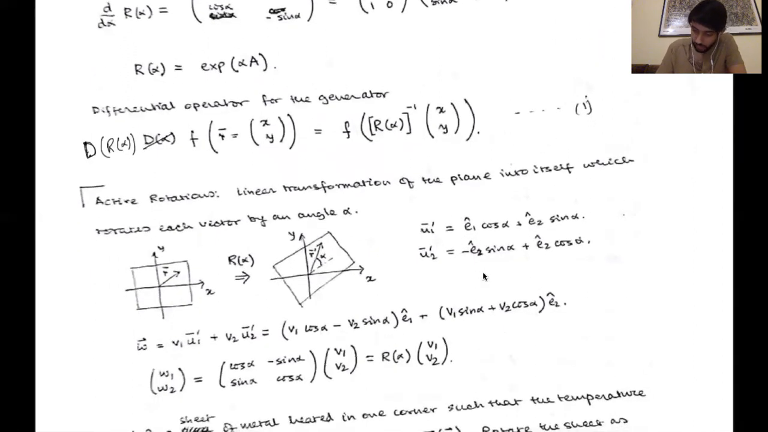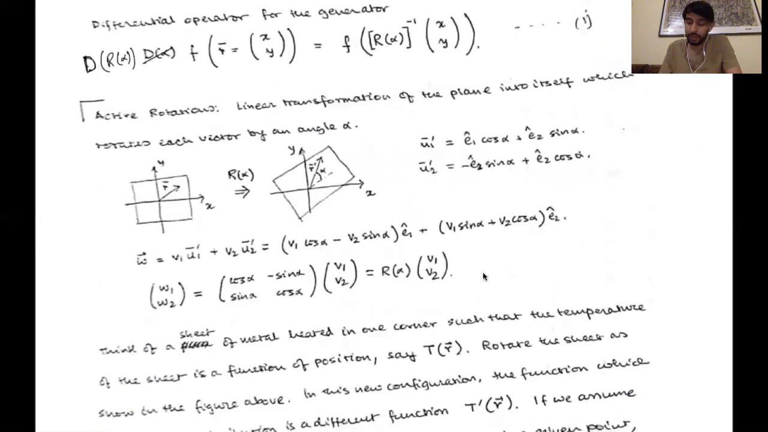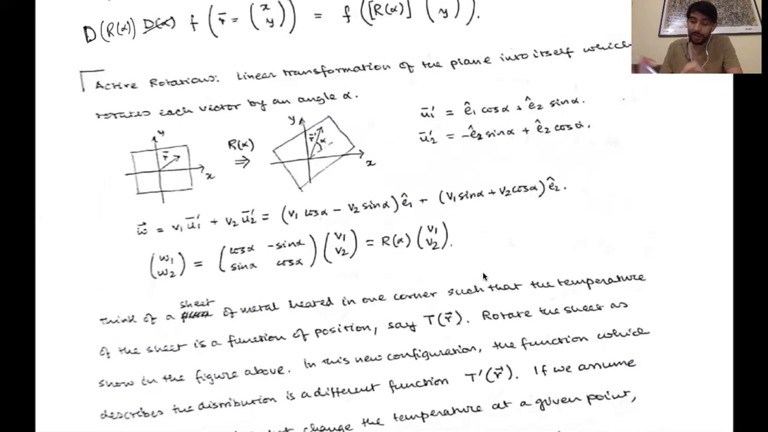Okay, so let's start off like this. We are looking at active rotations. So you have linear transformations of a plane onto itself, such that these vectors rotate by an angle alpha.